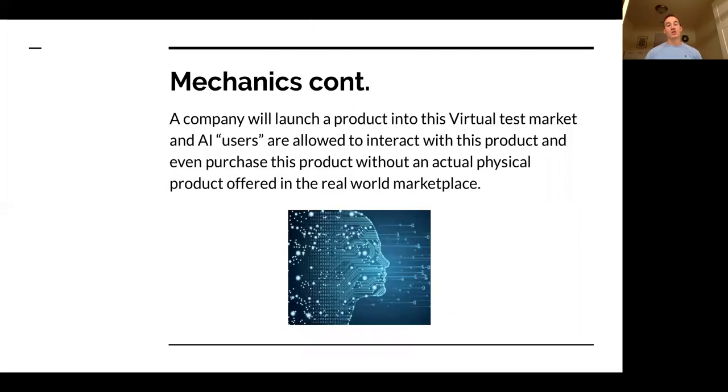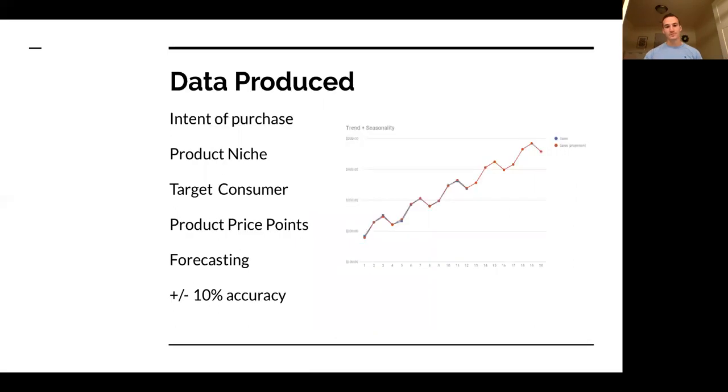A company will launch a product into this virtual test market, and these users are allowed to interact with the product. They can even purchase the product without an actual physical product being offered in a real-world marketplace. So it's a way for a company to launch their product, have these AI users interact with it, test it, and buy it without ever having the product out in a real-life market.